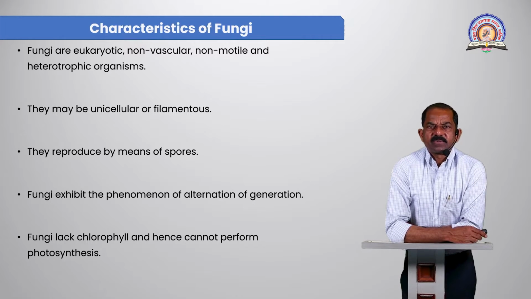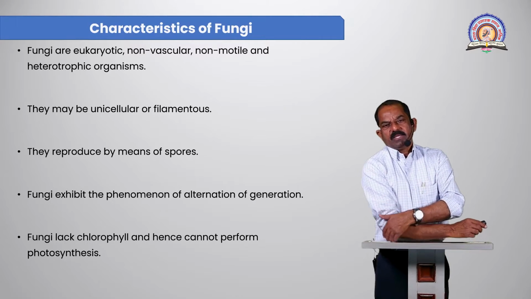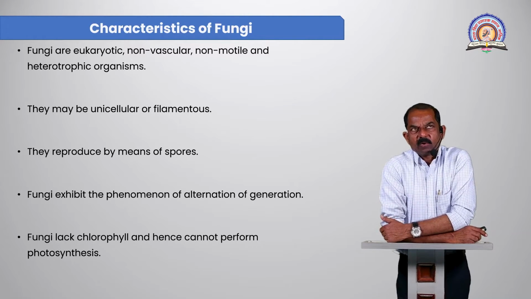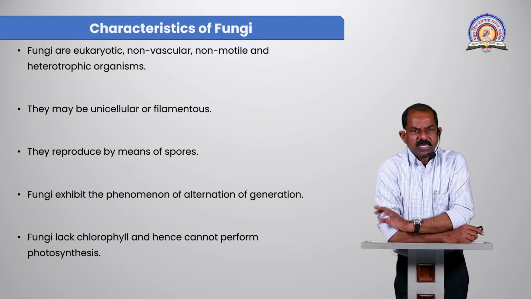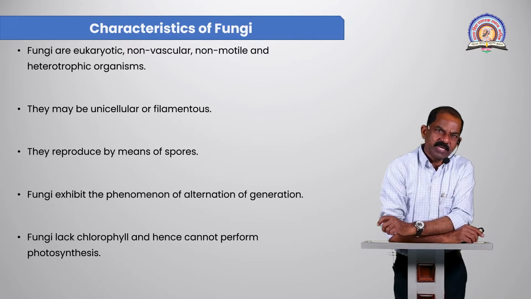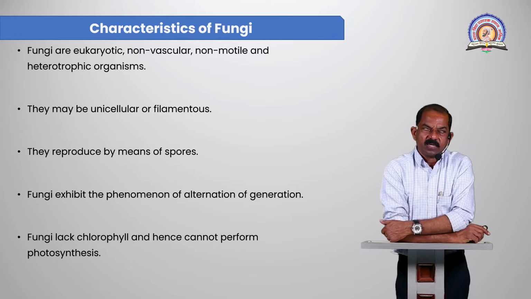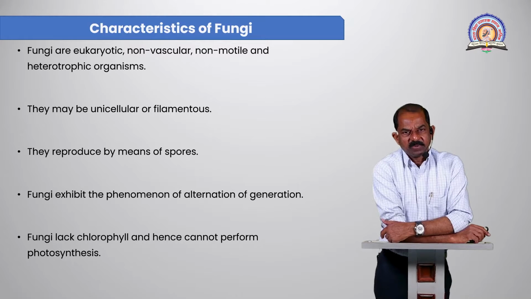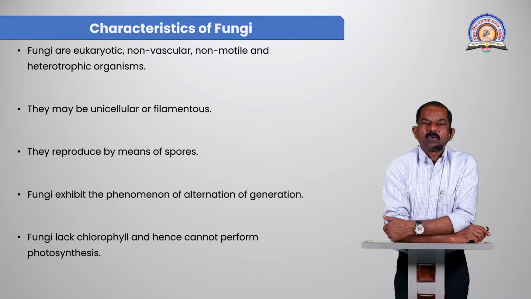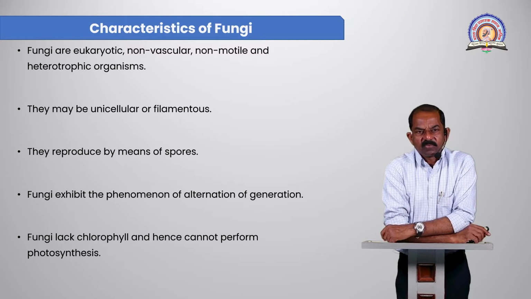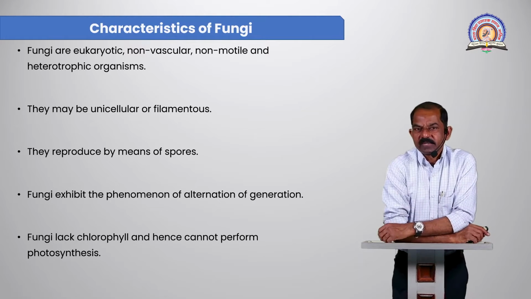What are the characteristics of fungi? Fungi are eukaryotic, we will simply say non-vascular, non-motile, and heterotrophic organisms. This is also the simple definition of fungi. They are eukaryotic because they are classified under the plants, non-vascular because they are classified under the cryptogams, they are non-motile, and another important characteristic is the heterotrophic mode of nutrition. Why heterotrophic? Because of the absence of chlorophyll pigment.